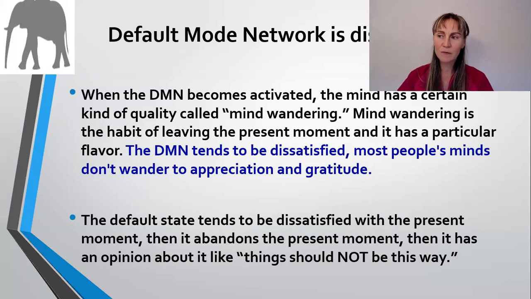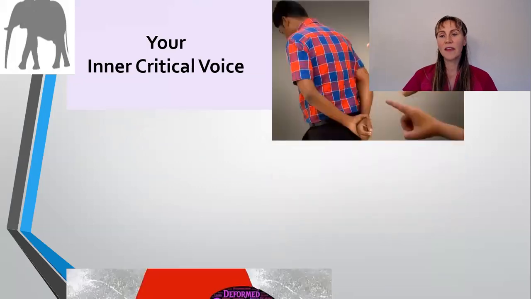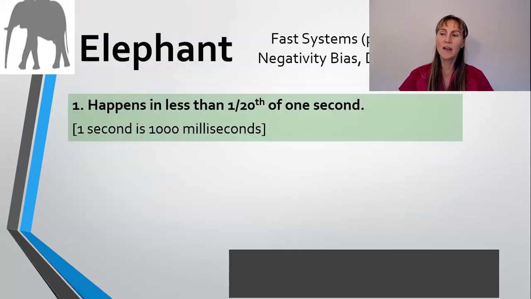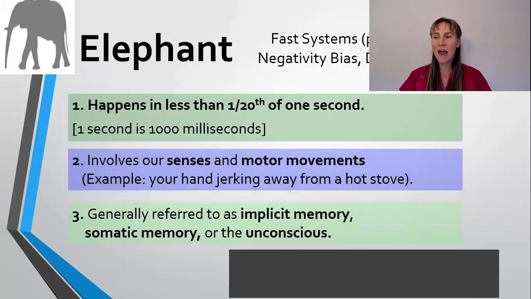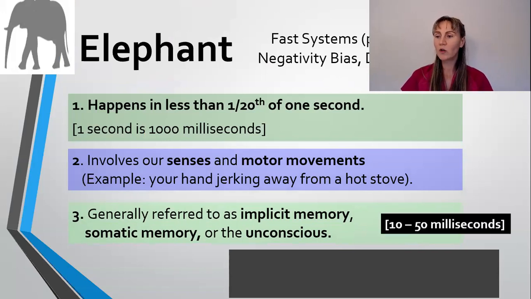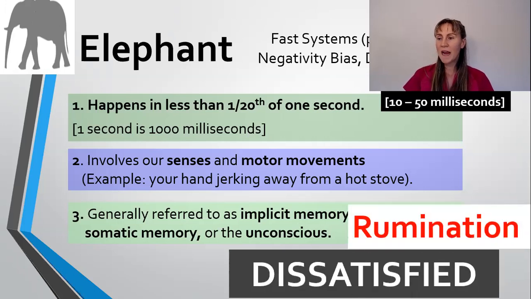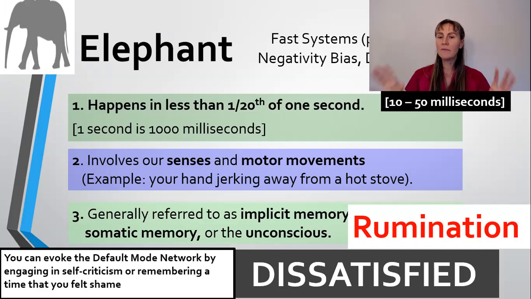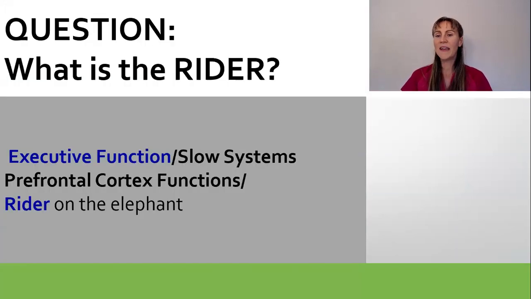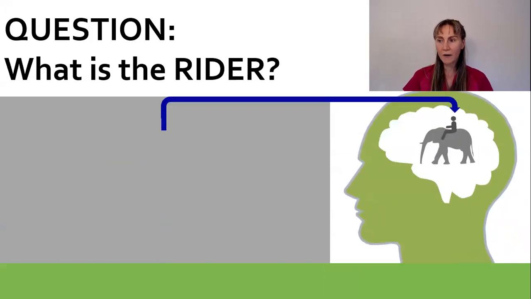My main message in this blog is to begin to notice when you're in that state, and to know that you don't have to stay in that state, that there are lots of things you can do to get out of that state. I talked about the inner critical voice in one of my videos, and that's another example of that ruminating. And this is that fast system, which has to do with things happening really quickly, like in 1/20th of a second. The ruminating is part of that default mode. So all of these, I'm just going to be calling the elephant on this blog. And probably the most important thing is number 3, which is referred to as implicit memory or unconscious, meaning below conscious awareness.